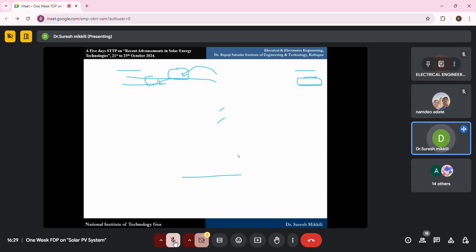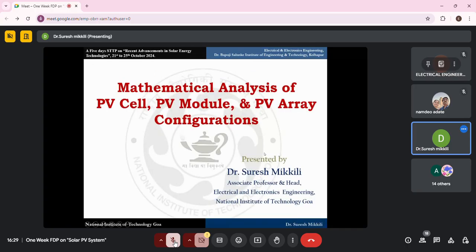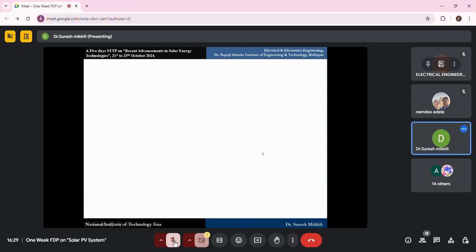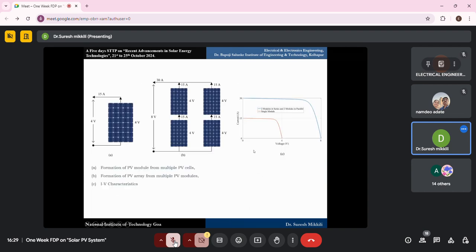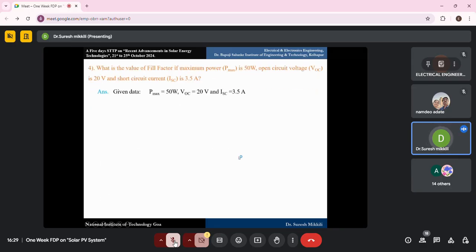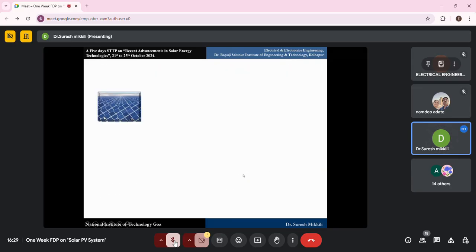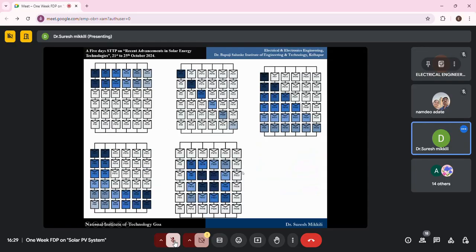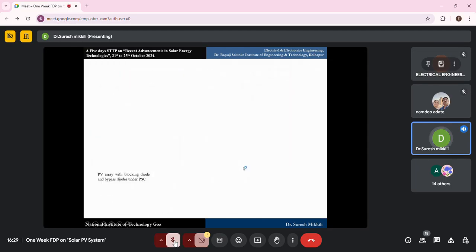See, one numerical we have already solved, a similar one. When it is given like this, how do we solve efficiency? Area is 20 centimeter into 20 centimeter, 400 centimeter square, and we converted that to meters. So similarly here also you need to do it this way, 1.5 into 2. How much are you getting?